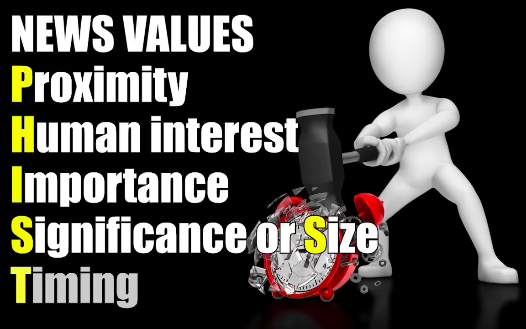T is for timing. How recently did the events of the news article take place? Generally speaking, news events that have happened more recently are more likely to appear in newspapers. Some people ask me what news values are for. News values essentially determine what makes it into a newspaper. Is it important enough to make it into the newspaper?